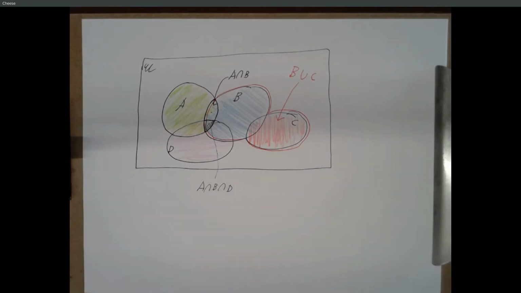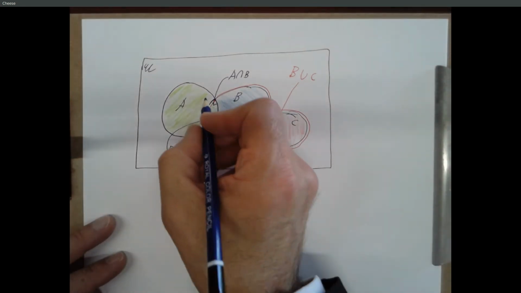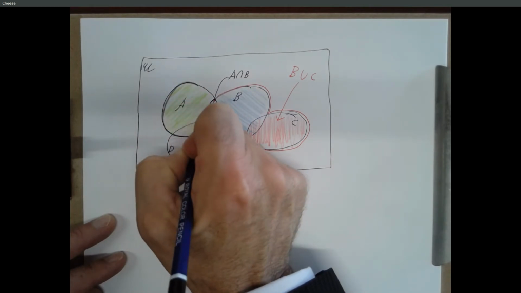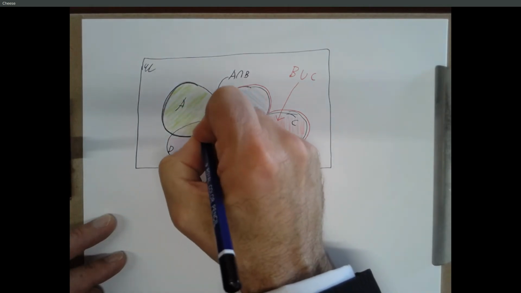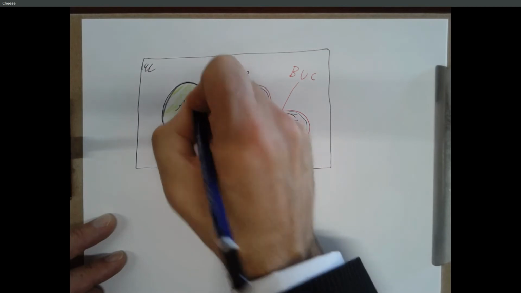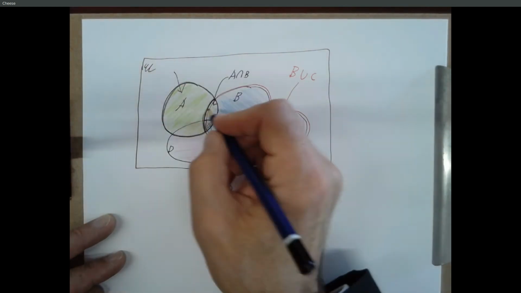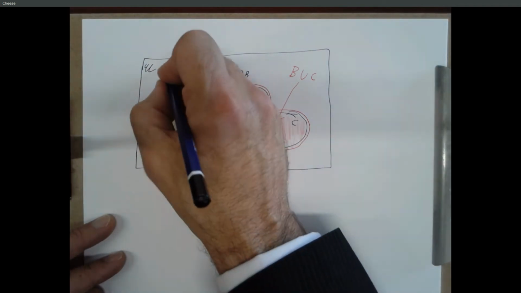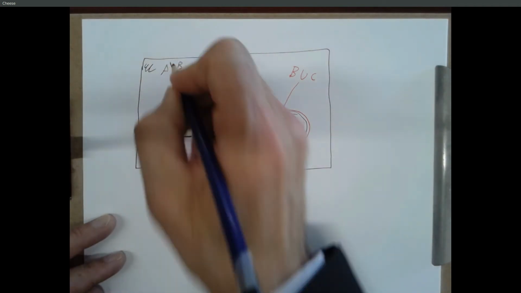And if we take the set A and we throw away anything that's in B, that gives us this circle with a little bite taken out of it. That's A, take away B.